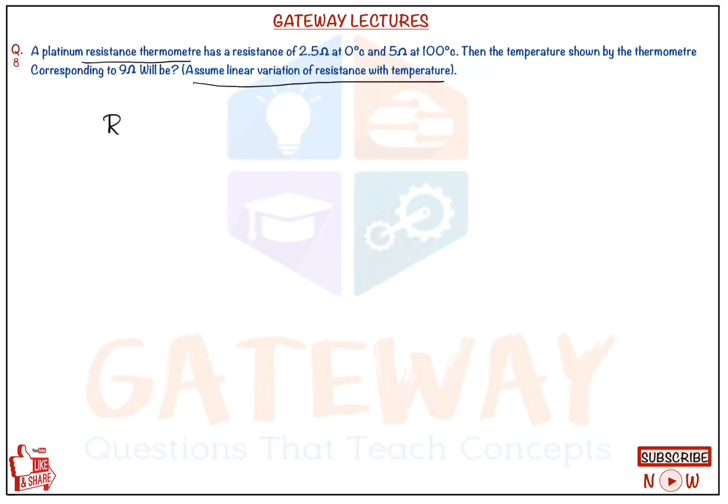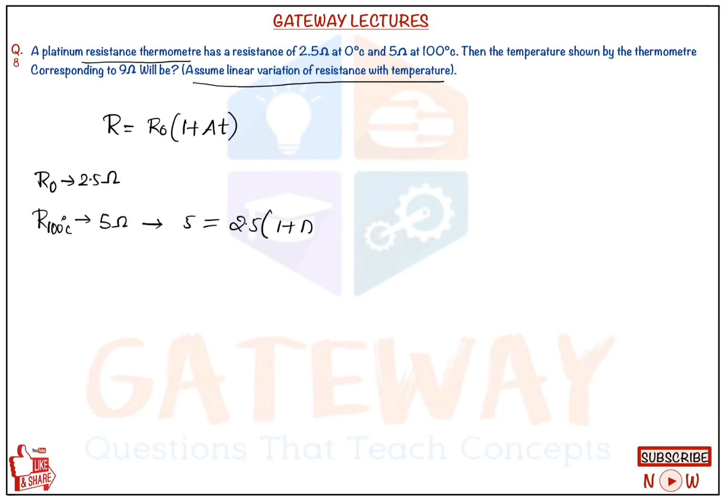Here we will apply the linear relation R is equal to R naught into (1 plus AT), where T is in degrees centigrade. R naught is known, 2.5 ohms, and R at 100 degrees centigrade is also known, that is 5 ohms. So we'll apply this: R at 100 degrees, 5 ohms, is equal to R naught 2.5 into (1 plus A into 100 degrees centigrade).